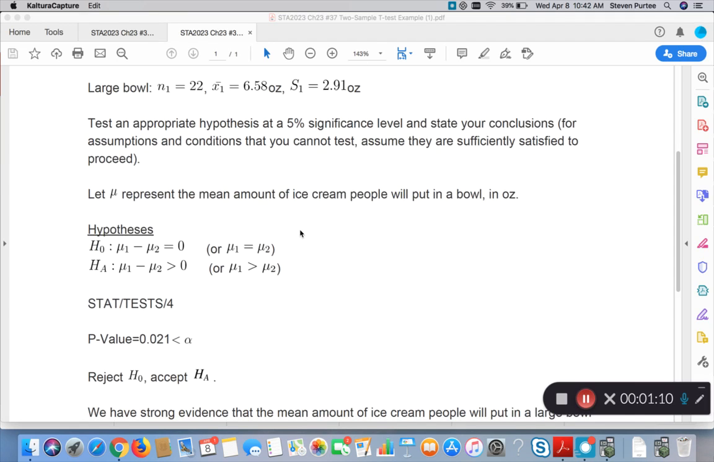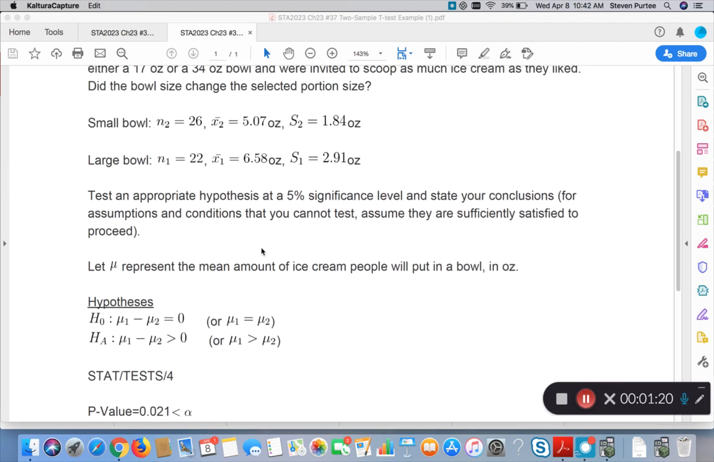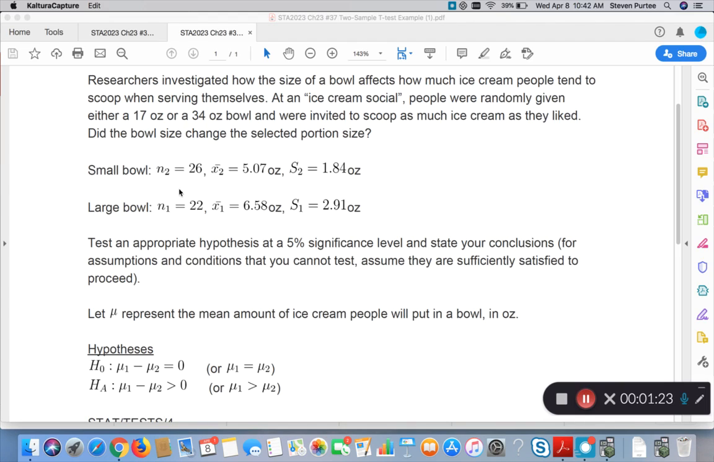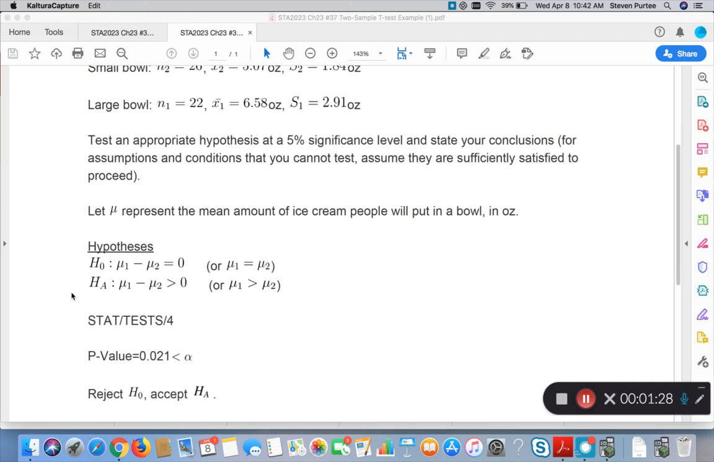Our null hypothesis is always, every single time, that the groups are the same, that mu1 equals mu2. The average for small is the same as the average for large. Why is large group 1? Because they had the higher average. Our alternative hypothesis, as long as we pick the correct group 1, will always be mu1 minus mu2 is positive, which means the average for group 1 is bigger than the average for group 2, as long as we're doing a one-sided test.